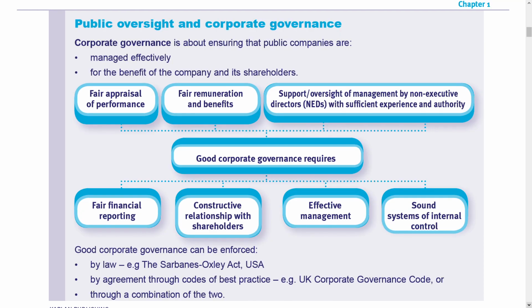Next, we are moving towards public oversight and corporate governance. What is corporate governance? Corporate governance means public companies are managed effectively for the benefit of whom? The company and the shareholders. Now, you need to know some of the things that good corporate governance requires. Because this is a summary, I didn't write anything in detail. It is provided in shortcut. It's like a summary of everything that you are going to learn. But anyway, you have to learn the detail and do the revision kits and all.